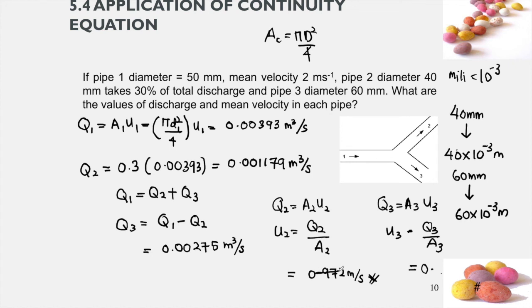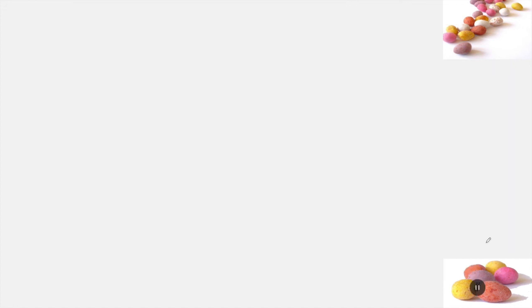This is not 0.972, it is 0.937 meter per second for U3. So you have already answered your question. That is how you use the continuity equation in solving questions that relate to the pipe. Okay, so that's all for the continuity equation. Thank you.